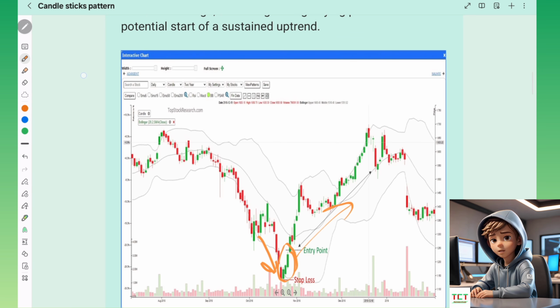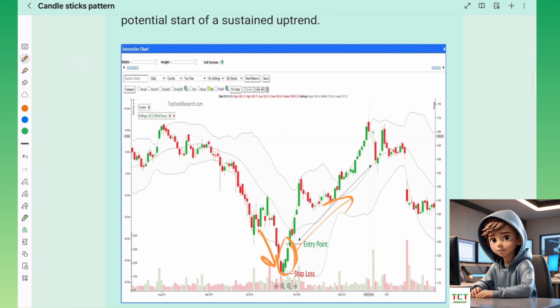When you see this pattern forming, it's a very strong signal. It shows that buyers are dominating the market, and the momentum is likely to continue upwards. However, there's one thing to watch out for. If the third soldier becomes very long with a huge upper wick, it might indicate that the rally is getting exhausted. But if all three soldiers are strong and steady, it's a great bullish signal.